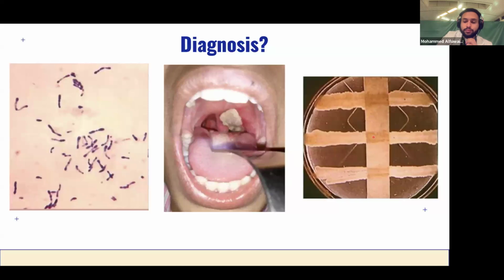This one over here is called the Elek test. This will test for the toxigenic strains of diphtheria. How you do this: the filter paper in the middle has antitoxin. This one and this one are controls. This one is a known toxigenic. We know that this is toxigenic. We know this one is not toxigenic. This is the unknown patient sample.